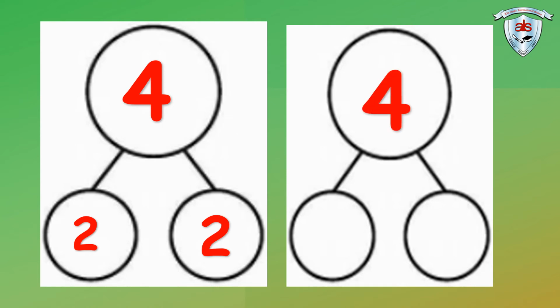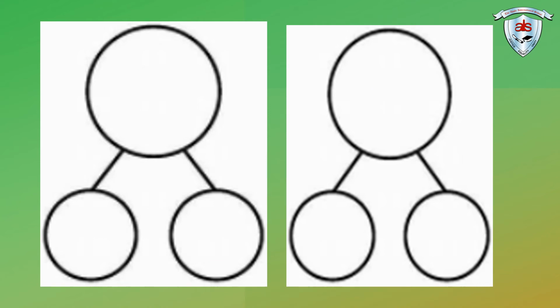So now, which other number makes or represent the same total? So now let's find out. 1 and 3. 1 and 3 makes 4. So here you can see that the number they represent in different way, but the total is same.